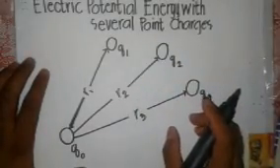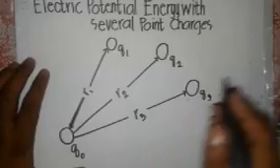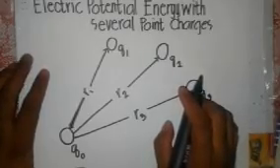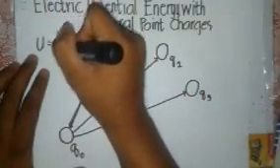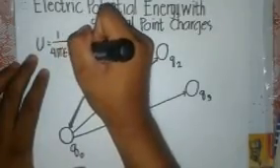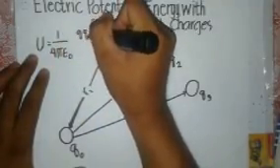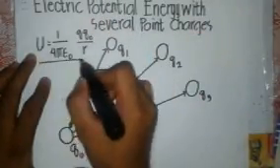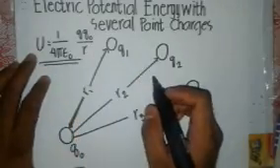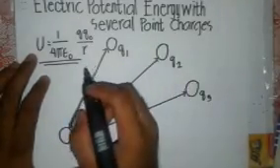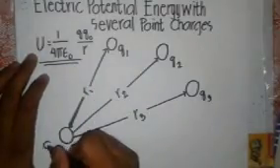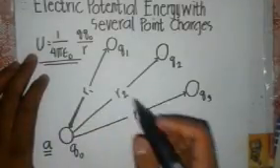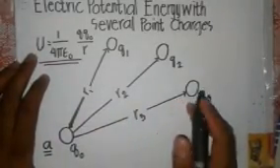So from the equation for electric potential energy of 2-point charges q and q naught, which is equal to 1 over 4 pi epsilon naught q q naught over r, we can conclude that the potential energy associated with the test charge q naught at point A is the algebraic sum and not a vector sum.